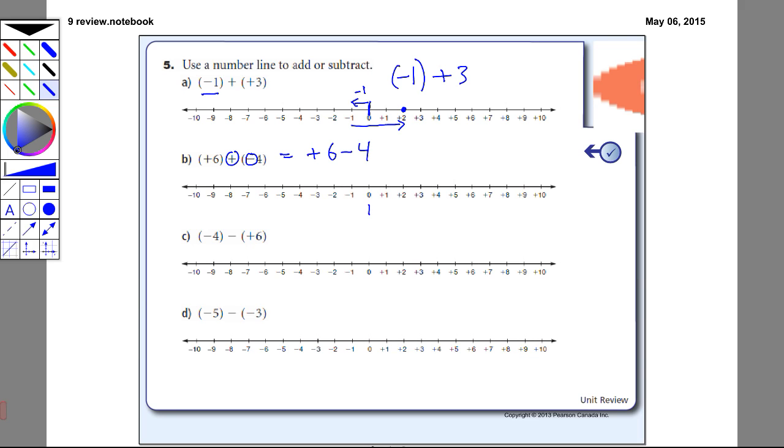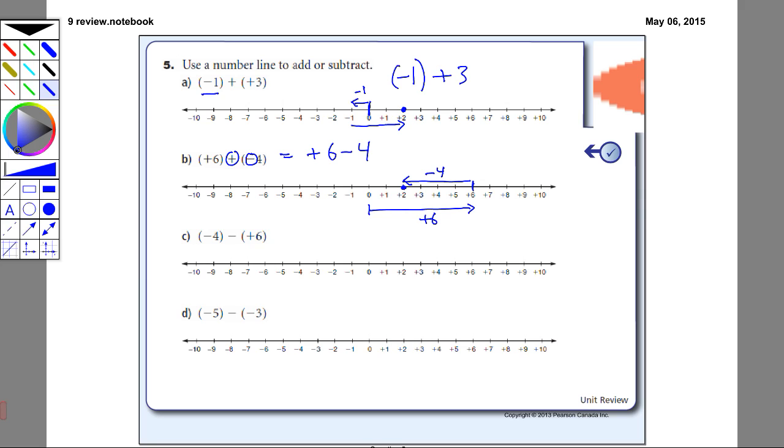So starting at 0, I'm going to go to the right 6, because I've got +6. From that point, at the +6, I'm now going to go left 4. That's my -4. That's going to leave me at +2. So my answer would be +2.